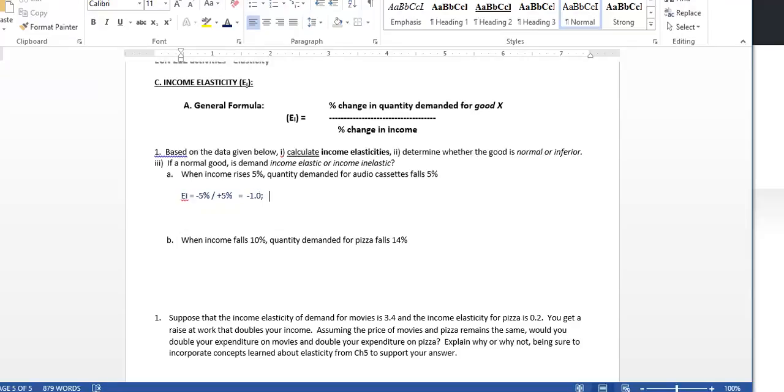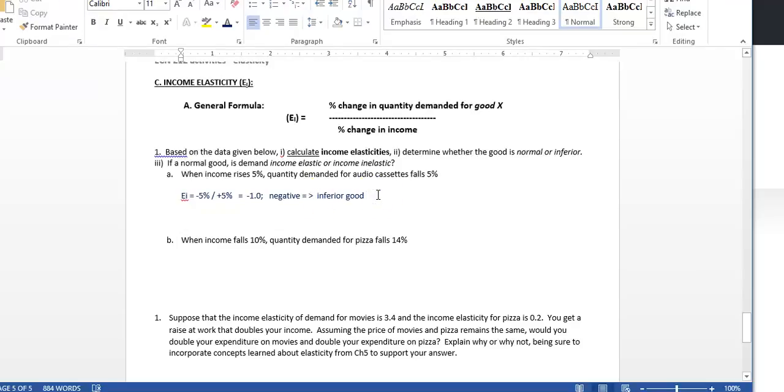So what does that mean? Is this good a normal or inferior good? Again, look at the sign. Negative. That means when our income went up, we bought less. Remember the definitions from chapter 4. When our income goes up and we buy less of something, that is an inferior good. So a negative answer means inferior good.